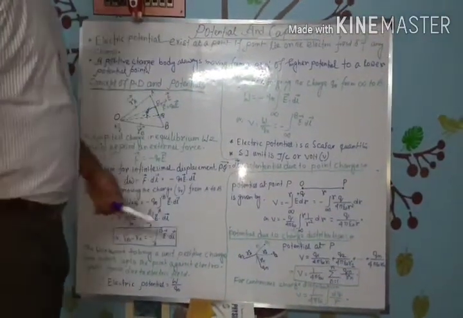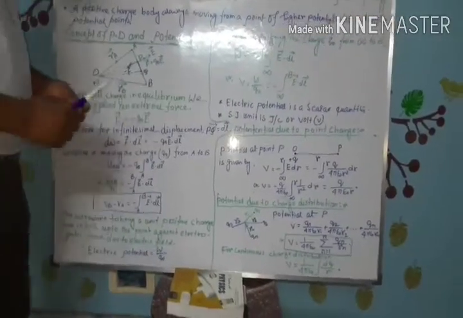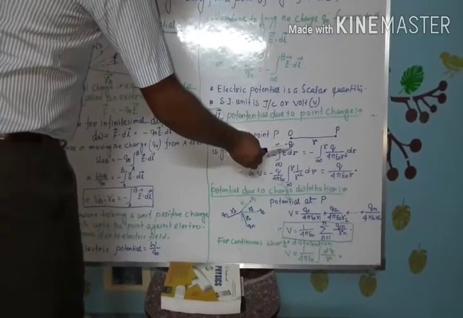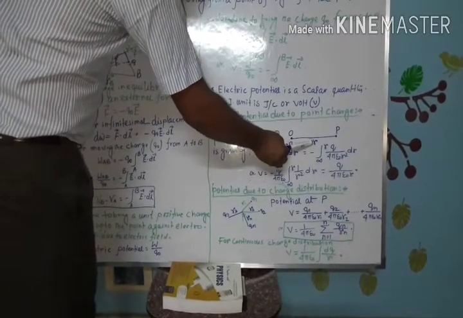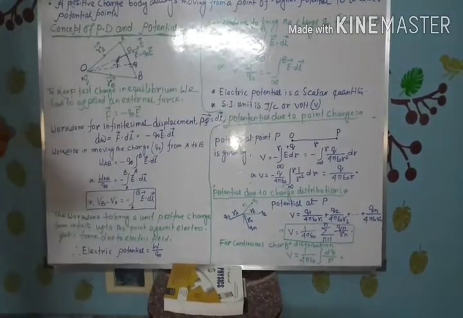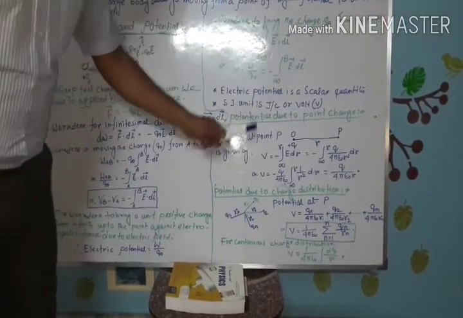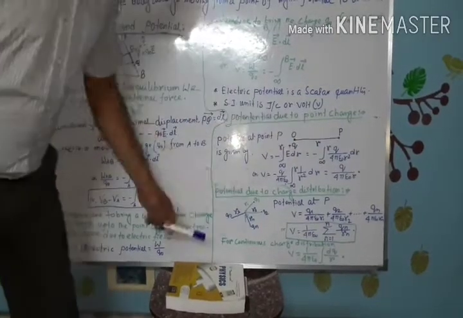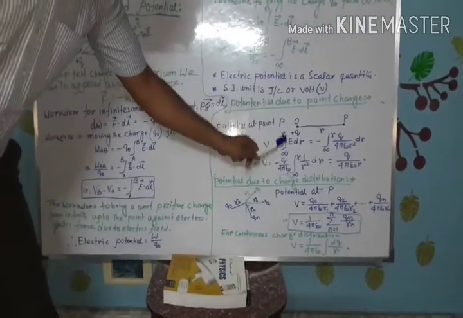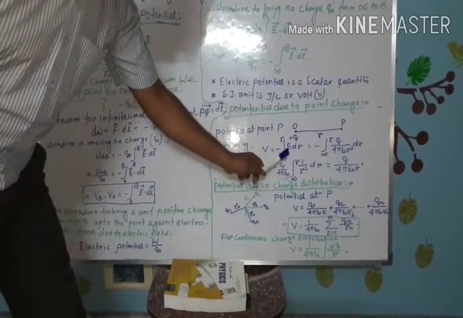Now we have to know the potential due to a point charge. We consider a charge Q located at O. Due to that charge, at a distance r at the point P, what is the potential we want to determine? For that we use the equation of electric potential. So electric potential at P, V equal minus integration infinity to r, because here we have to bring the test charge from infinity to r, E dr.